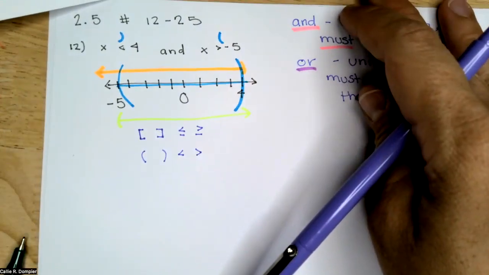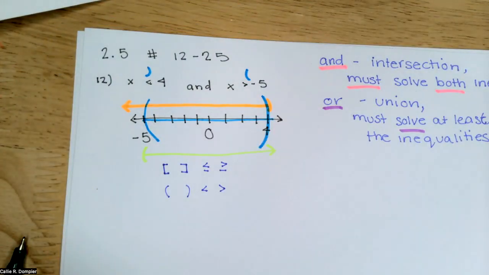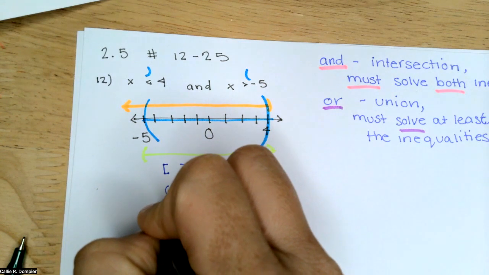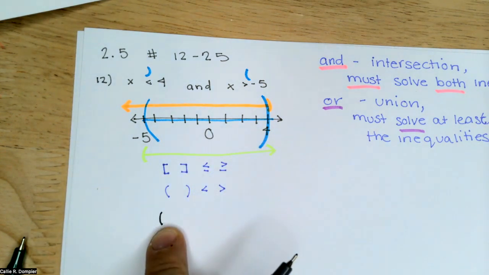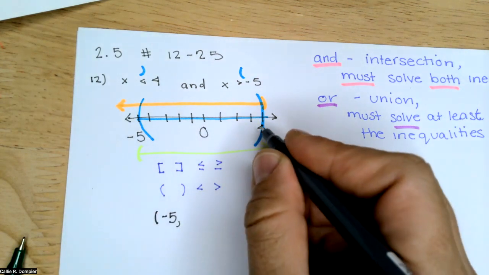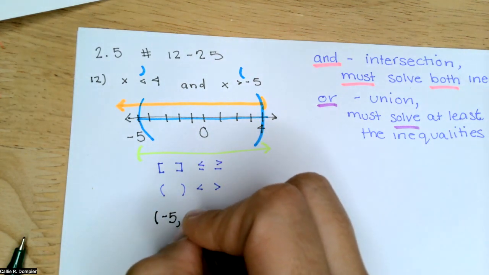Now, it's also going to ask us to write this in interval notation. In interval notation, I basically just take what is on the graph. So my graph starts with a parenthesis at -5. Put a comma. It ends at 4.